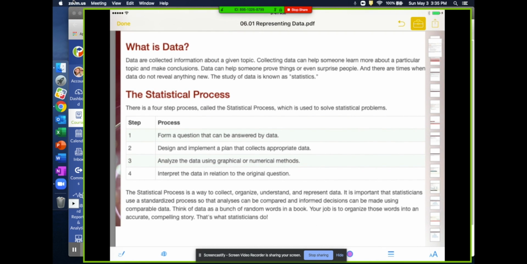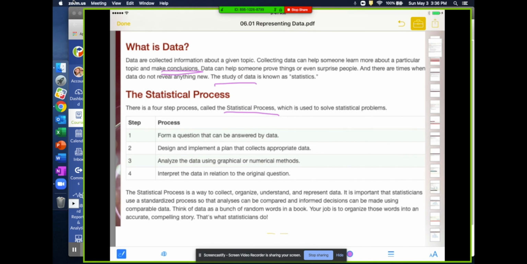So when we talk about what is data, data are collected information about a given topic. Data or data, doesn't matter how you say it. Collecting data can help someone learn more about a particular topic and make conclusions. So it leads you to a specific answer at the end. So there has to be some sort of a question first. The study of data is known as statistics.